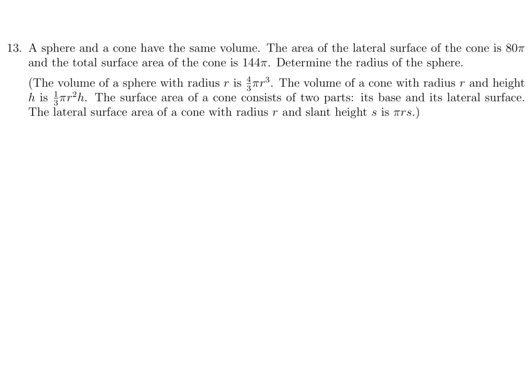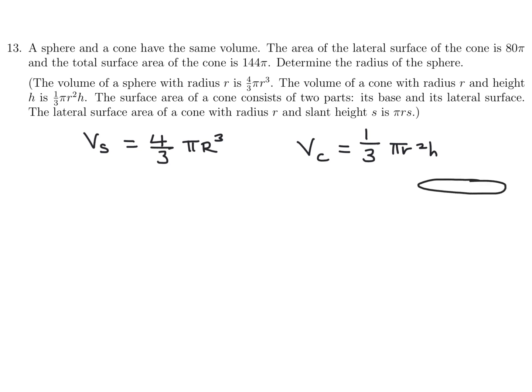A sphere and cone have the same volume. The area of the lateral surface of the cone is 80 pi, and the total surface area of the cone is 144 pi. Determine the radius of the sphere. The volume of the cone, I believe they've also given us: 1/3 pi r squared h. And they also have been very nice to explain something.